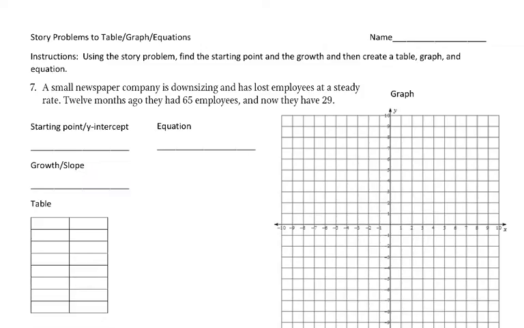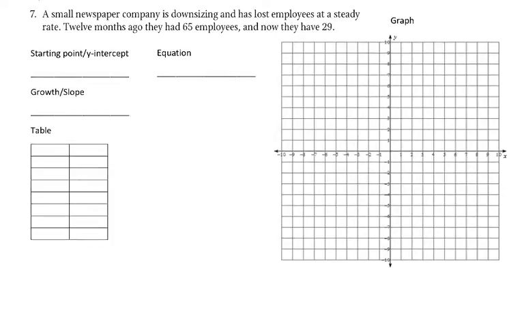Okay. Last ones. A small newspaper company is downsizing and has lost employees at a steady rate. 12 months ago, they had 65 employees, and now they have 29. Alright, so this one's kind of trickier, right? So what would be our starting point? Would we say 65 or would we say 29? Well, it said 12 months ago, so now that we're starting right now, technically we should probably call this 29. Okay?